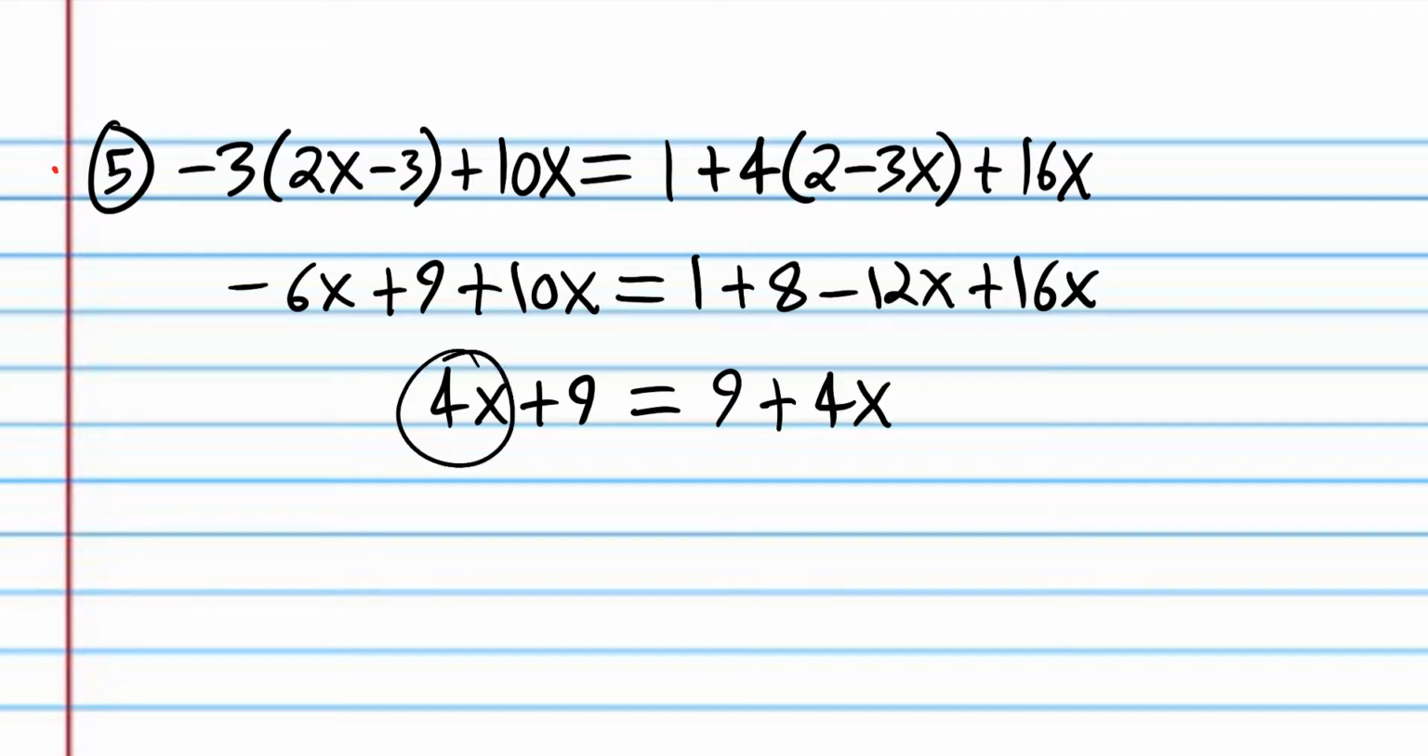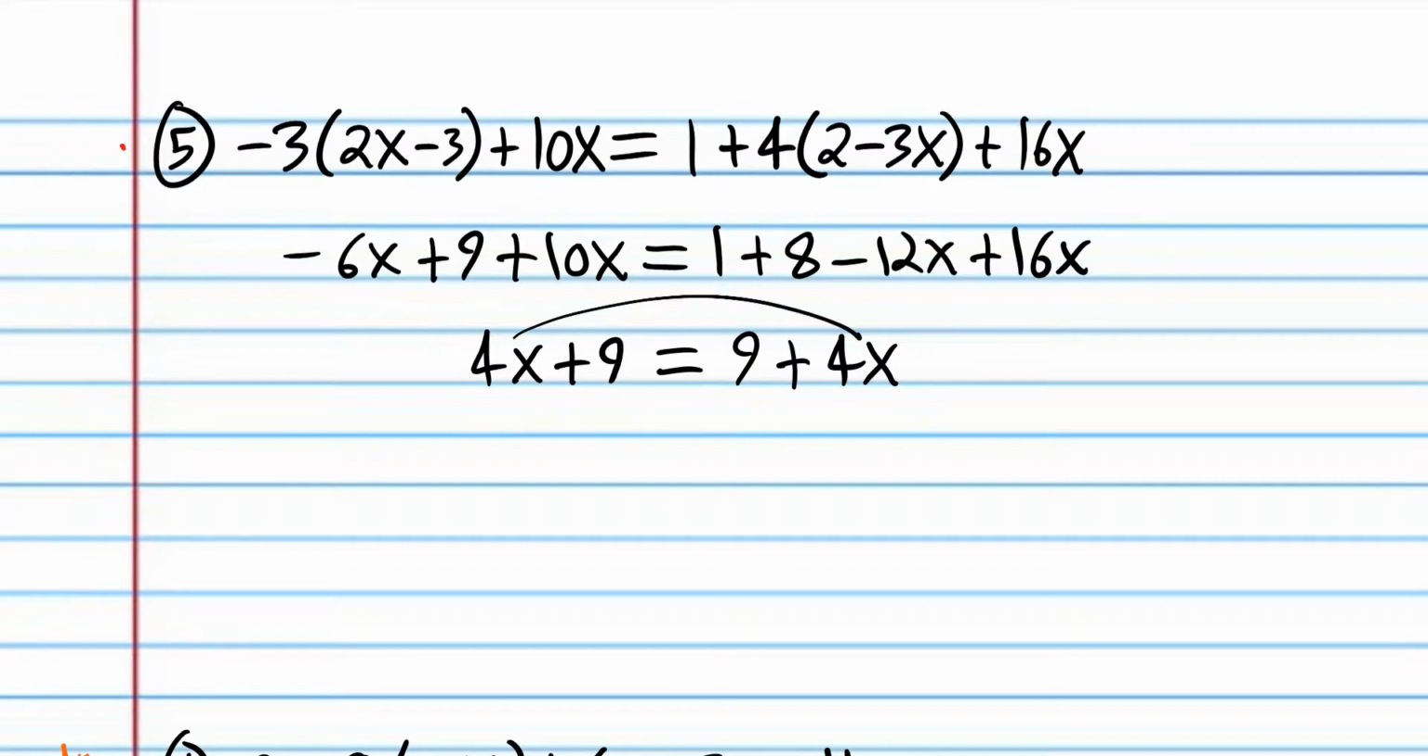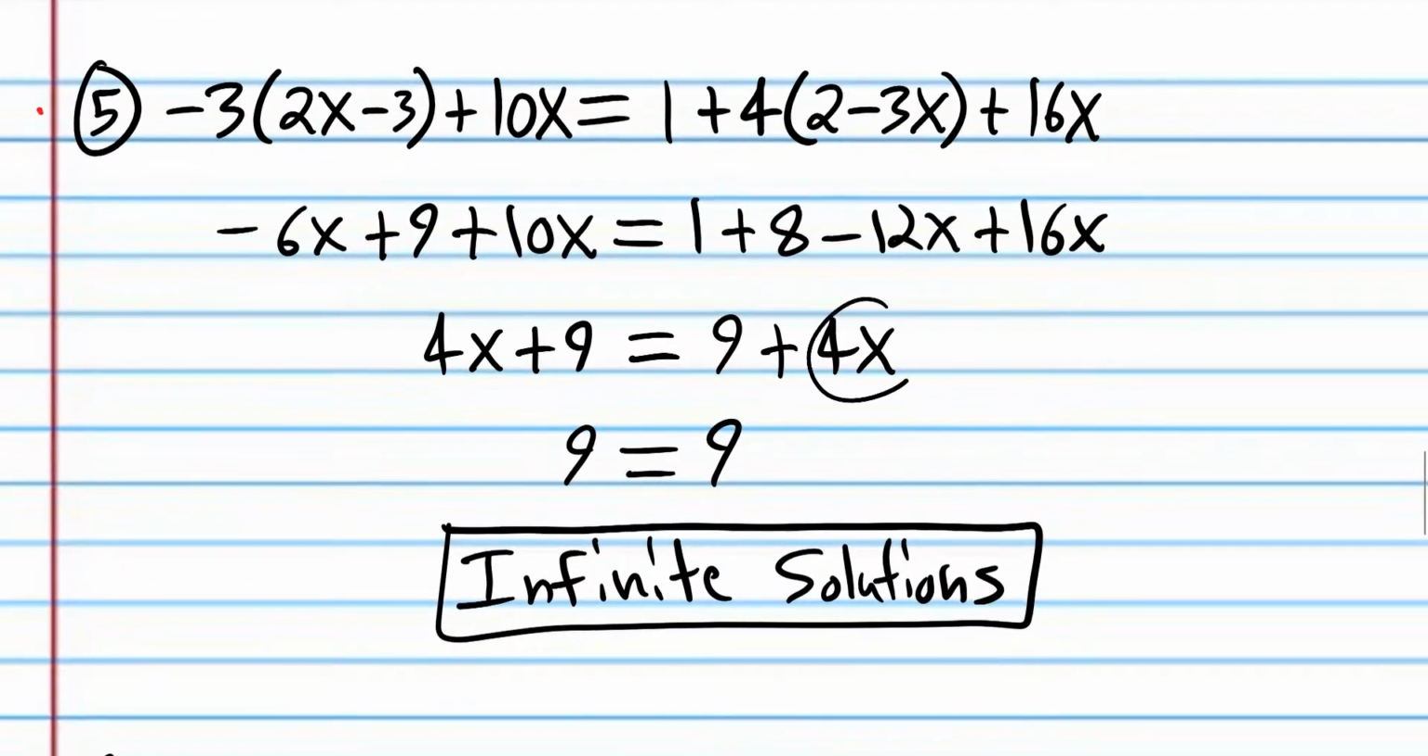But again, you have this situation where there's the same number of x's on each side. If I try to get this x on this side, it doesn't matter. The x's just cancel out, and I'm left with 9 is equal to 9. Now the difference with this situation is that the leftover equation is actually true. So in this situation, you have infinite solutions. When the x's are the same on both sides and they cancel out, you have infinite solutions.